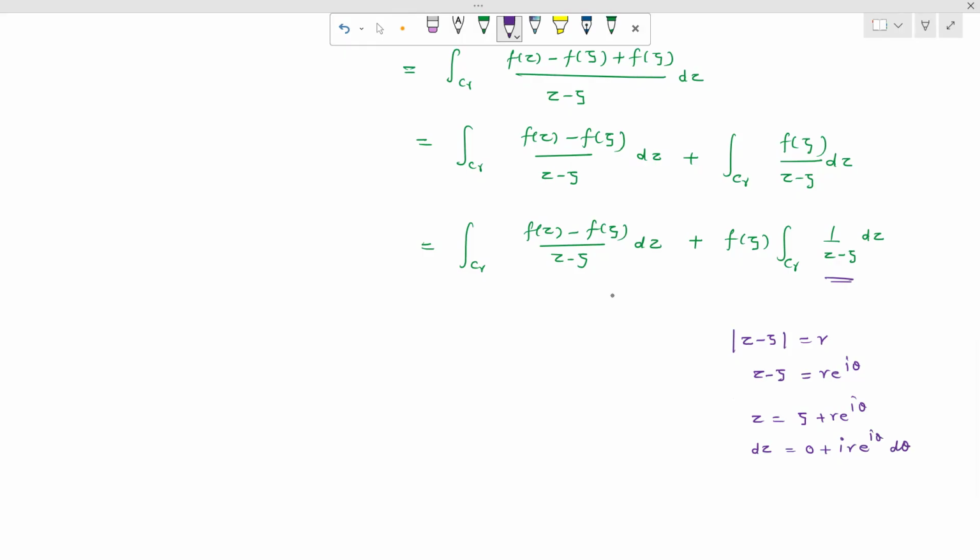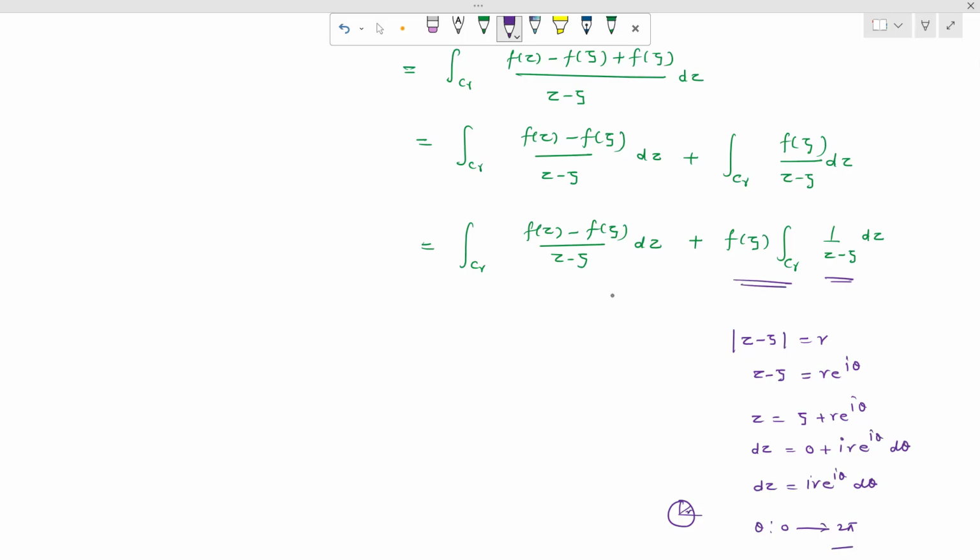So this can be dz equal to iota r e raised to the power iota theta d theta. So what is the value or limits of theta? Theta lies between 0 to 2 pi. So we are considering a circle which has radius r, with theta equal to 0 and then theta equal to 2 pi.